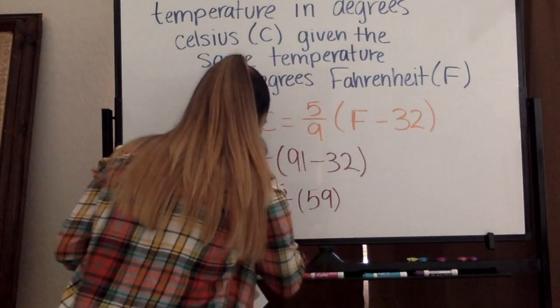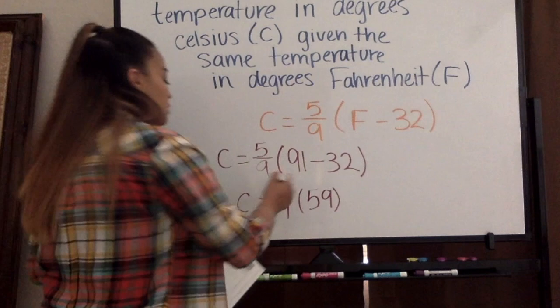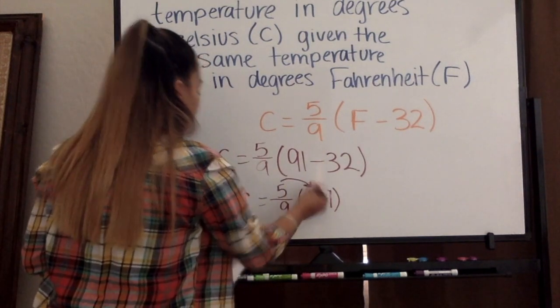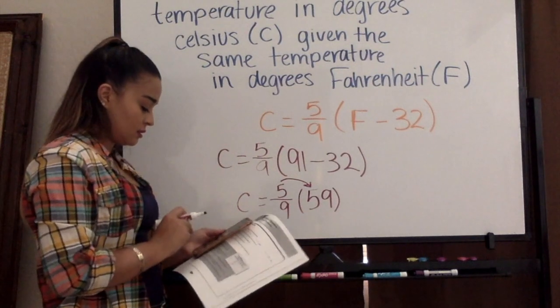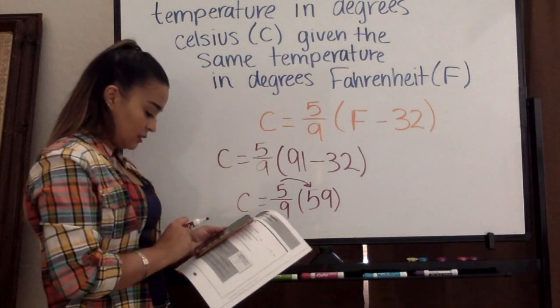And now we are going to multiply 5/9 times 59.